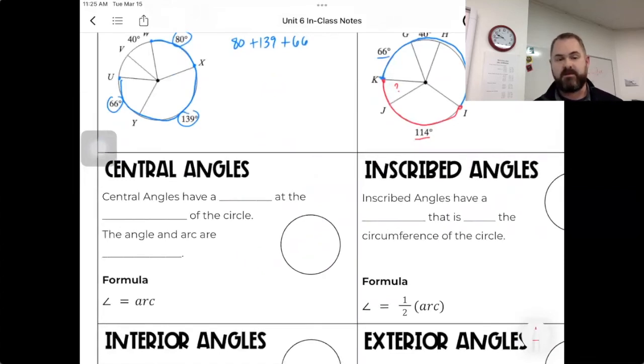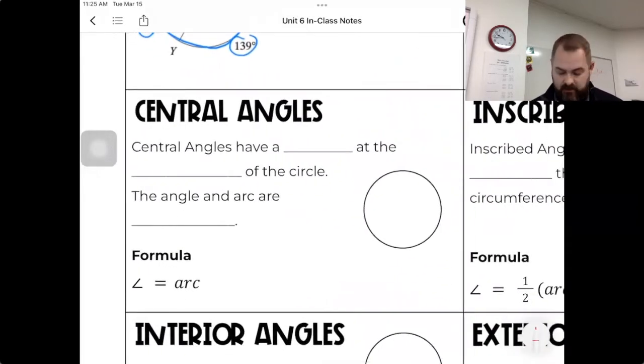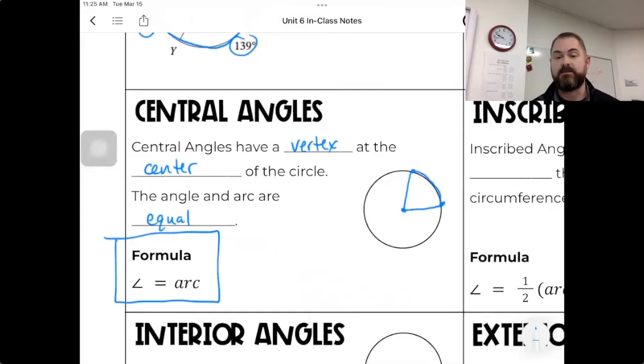And so now we're going to move on to talk about some of those angles that we have in relationship to these circles and the arcs. The first one we already talked about are central angles. Okay, a central angle has a vertex, this first blank is vertex, at the center of the circle. And so these different angles we create today are going to be based on where the vertex of the angle is. So when the vertex is at the center, we already know the angle and arc are equal to each other. So this formula is going to help me on solving certain problems, that the angle measure is always equal to the matching arc measure.